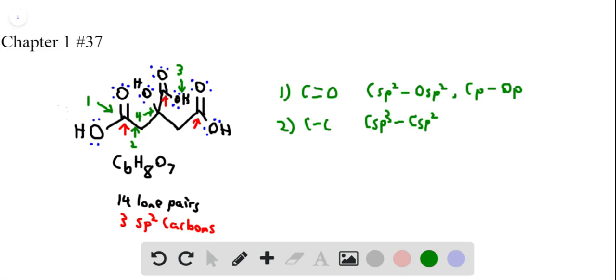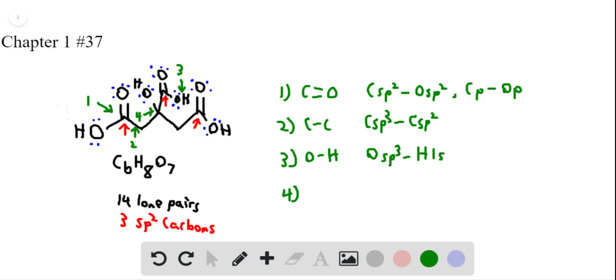Okay, so then 3 is an oxygen-hydrogen bond. And that oxygen is sp3 hybridized. It only has a single bond to a carbon and this bond to the hydrogen. So it's going to be O sp3 to hydrogen. And remember, for hydrogen, we just say 1s. Hydrogen doesn't have any other orbitals.